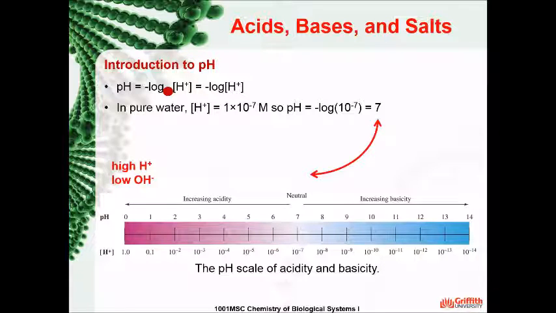From the following diagram, you can see that acid solutions have a pH lower than 7, which reflects the fact that there are more protons than hydroxide ions in the solution. On the other hand, basic solutions have a pH greater than 7, which reflects the fact that there are more hydroxide ions than protons in the solution.